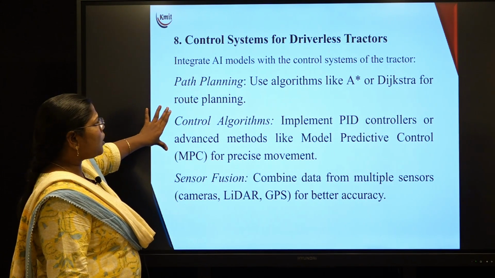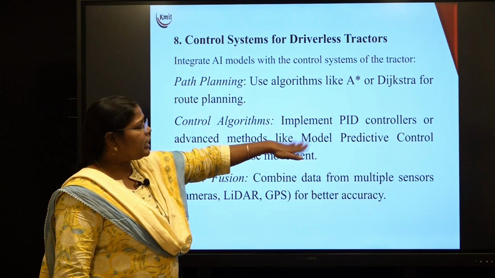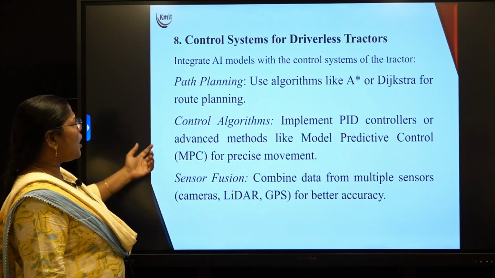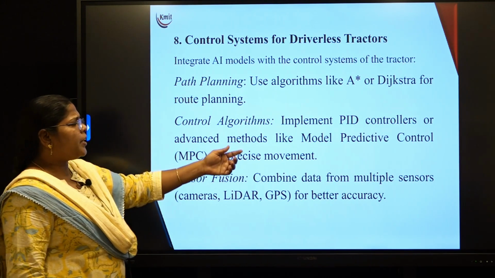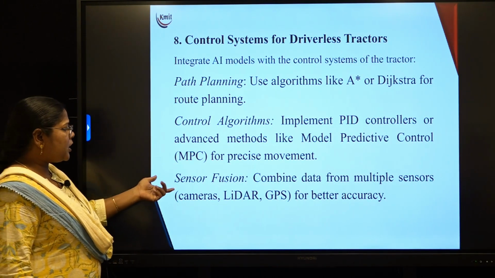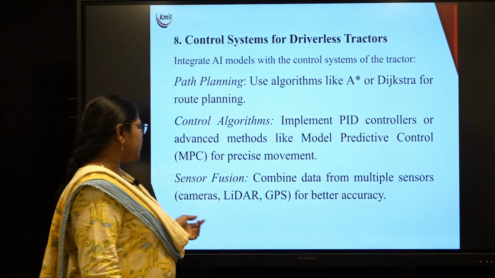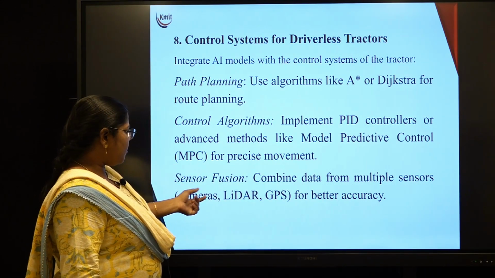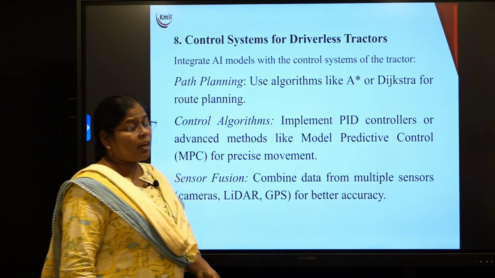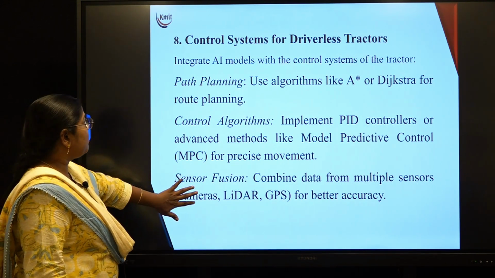Next is control algorithms. Here we are using proportional integral derivative controllers, and for advanced methods, model predictive control for precise movements. Next is sensor fusion, combining all the data from multiple sensors like camera data, lidar data and GPS data. When we are merging all that, we get good accuracy.